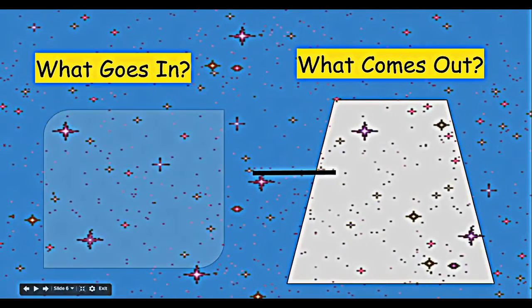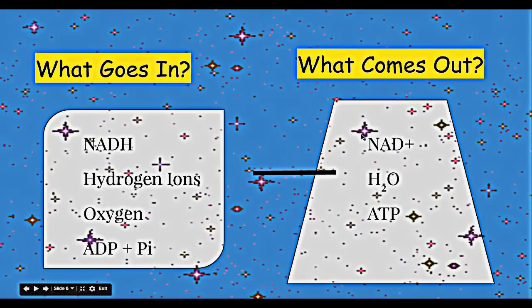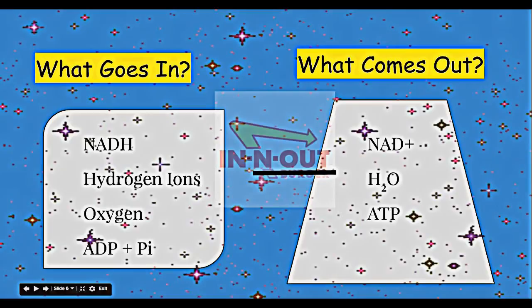This is a total list of all the reactants and products of the electron transport system. Going into the system are NADH, hydrogen ions, oxygen, ADP, and a phosphate group. Coming out are NAD+, water, and ATP.